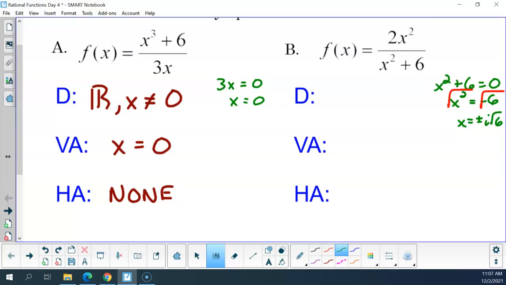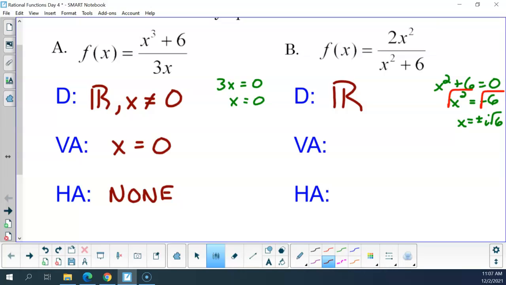Okay, so now here's my important question. What's the domain? Because those are imaginary, right? So there are no restrictions. So the domain is just all real numbers.